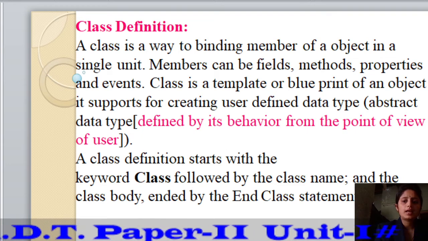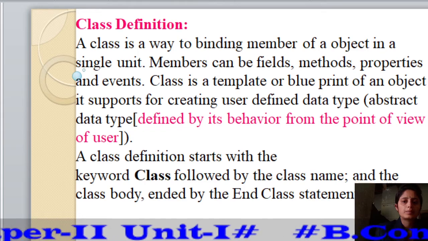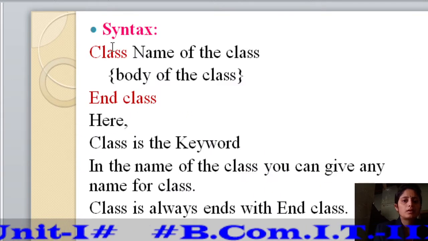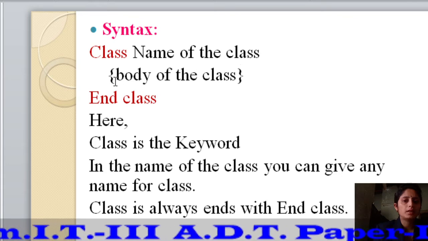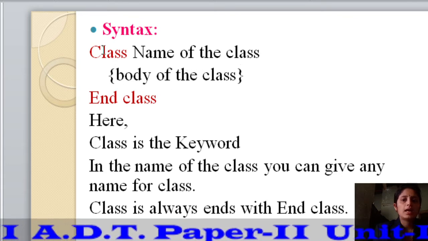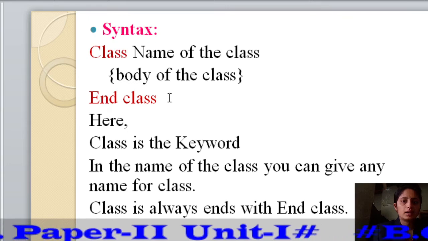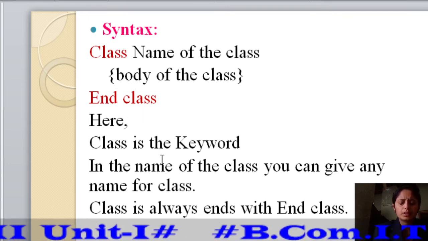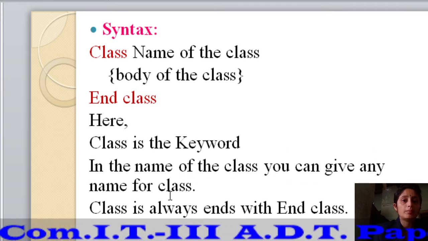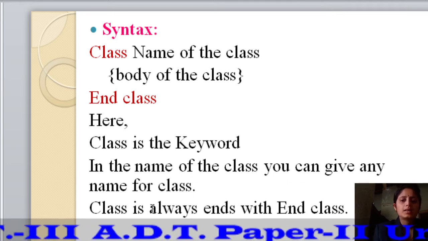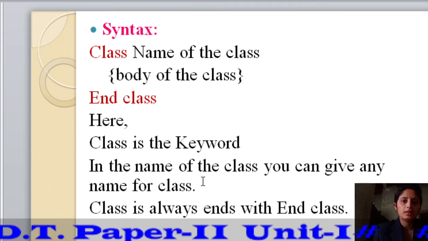Let's see the syntax for the class. Class is the keyword, followed by the name of the class. After the name, there is the body of the class, and the class is ended with end class. Here, class is the keyword. For the name of the class, you can give any name for your class. A class always ends with end class.